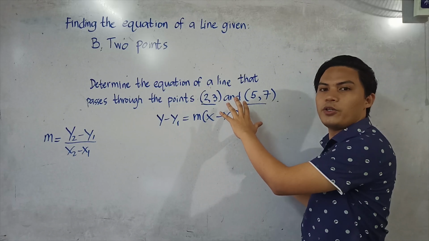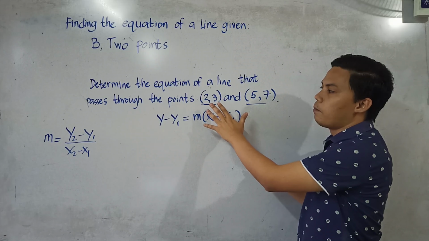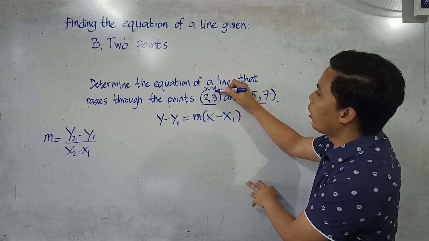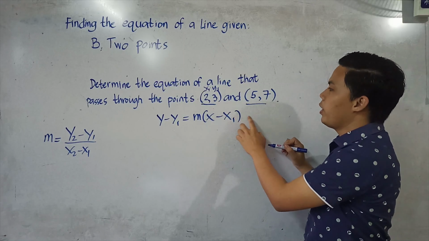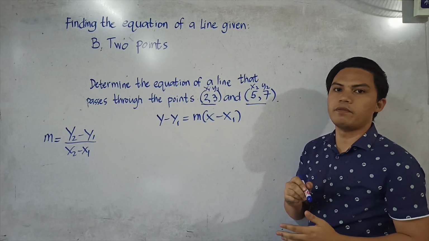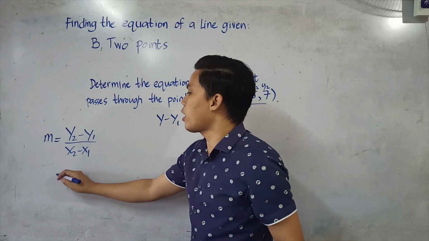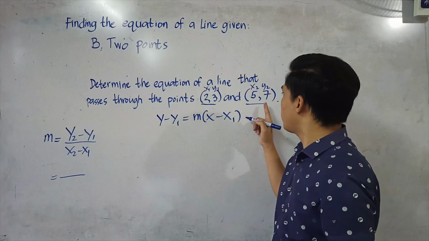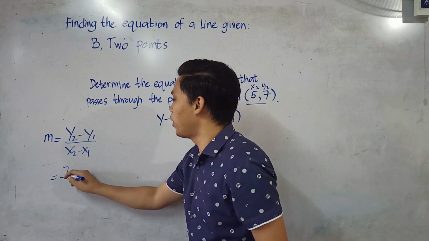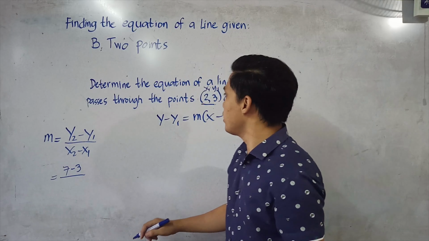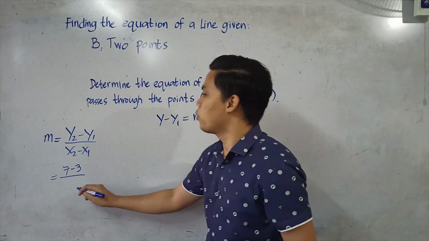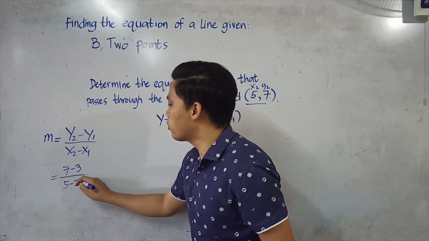So, kayo na bahala kung ano yung pag-assign nyo sa mga values natin. So, let us say, this would be x sub 1 and y sub 1 naman si 3. And 5 would be x sub 2 and y sub 2 naman si 7. So, solving for the slope, isa-substitute lang natin. Y sub 2 is 7 and y sub 1 is 3. So, you will have 7 minus 3. Then, sa x sub 2 naman natin, we have 5. And x sub 1, we have 2. So, magiging 5 minus 2.